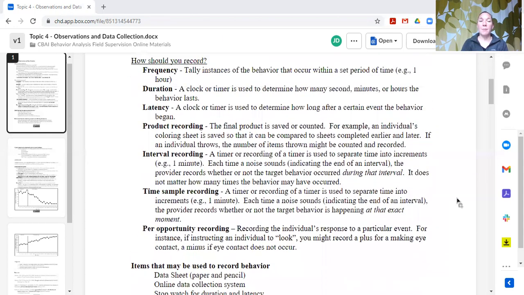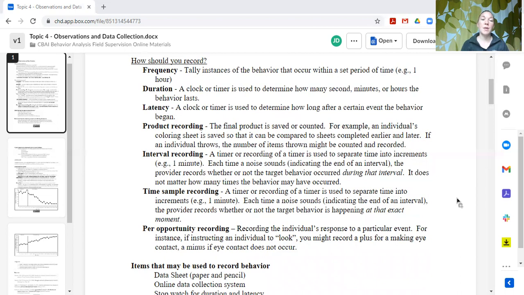Some other types of measurement might be product recording. This is traditionally how teachers grade paperwork in school, is everybody does their page, their homework, or their workbook activity. They turn it into the teacher, and the teacher looks at those answers as a product later that they can count later. So things like handwriting, or assembling something, making something, anything that leaves a permanent product, you could use a product recording measure where you look at it and you count it, you score it later. You don't necessarily look at the behavior that's occurring, but you look at the product that was the end result of those behaviors.